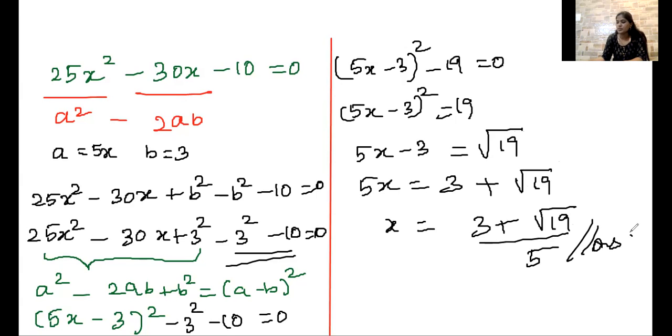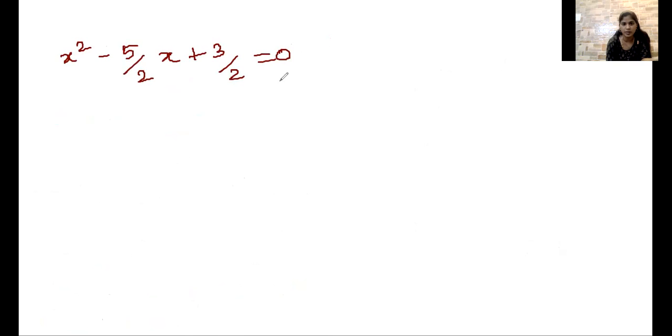Let's solve one more question with the help of the same method. Please take a screenshot. I'm going to erase it. So the next question is in the form of a fraction. x square minus 5 by 2x plus 3 by 2 is equal to 0. Again, the same thing, you can solve this equation with the help of the quadratic formula or splitting the middle term also. But I'm going to solve this equation with the help of the method of completing the square.